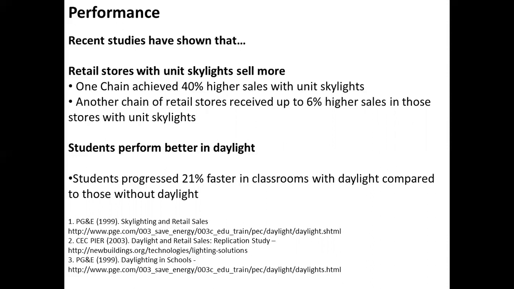Okay? Similarly, the next example is students' performance. Okay, the spaces having daylight, direct daylight or indirect daylight in the space, those students having such classrooms are performing better. Okay, and the resources are given at the base. So student performance or work performance is also shown in figures that students progress 21% faster in classrooms with daylight compared to those without daylight.